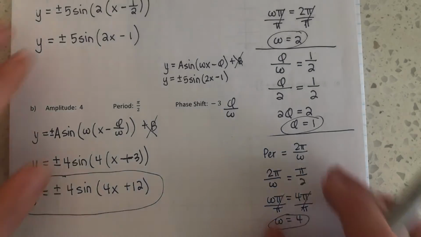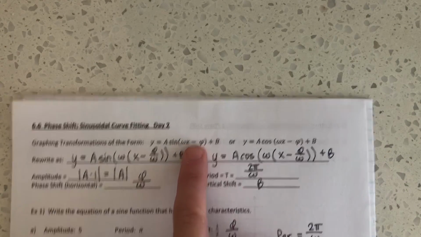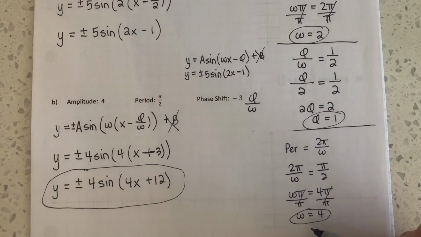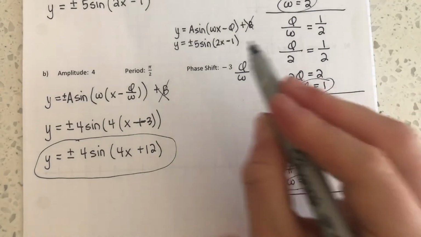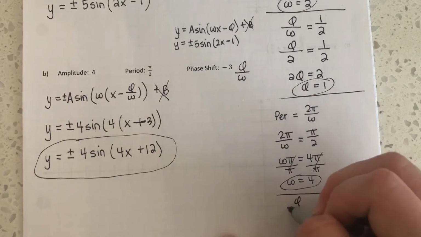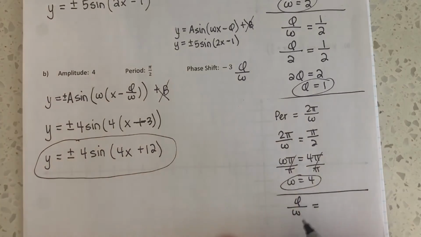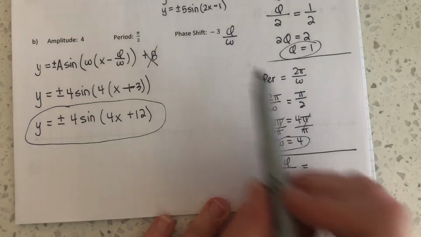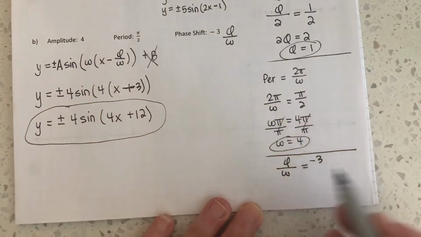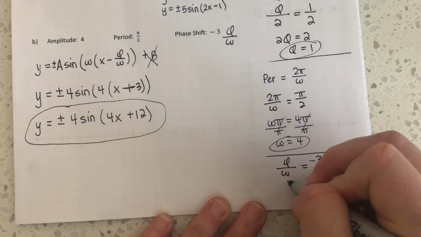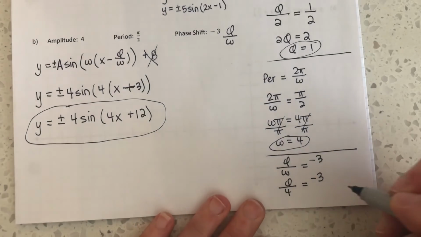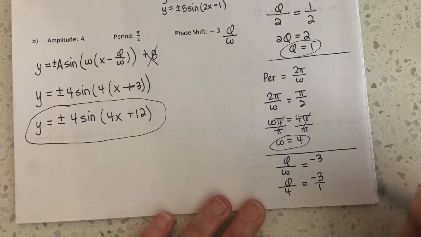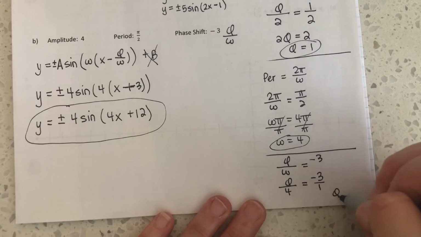Now I said, if you wanted to use the original formula to get started, well then you'd have to solve for omega and you would need a phi. Once you know omega, remember, your phase shift is phi over omega. That means phi over omega would have to end up equaling -3. We already know omega is 4, so you can put that in. Phi over 4 would have to end up equaling -3. Throw it over 1, and you can solve for phi. So you would get phi times 1 is phi equals 4 times -3, -12.